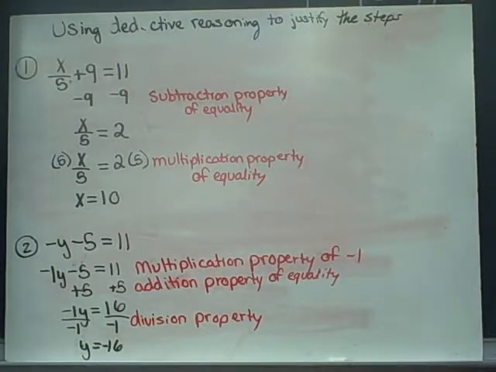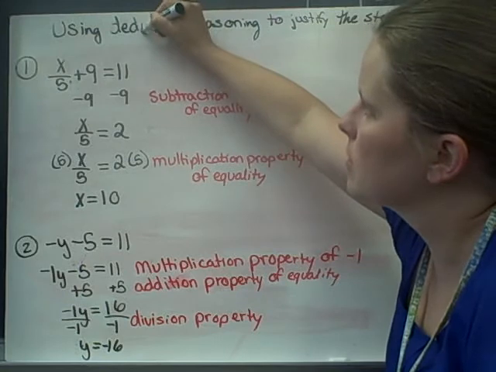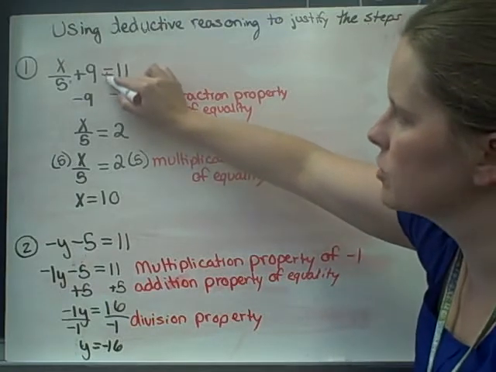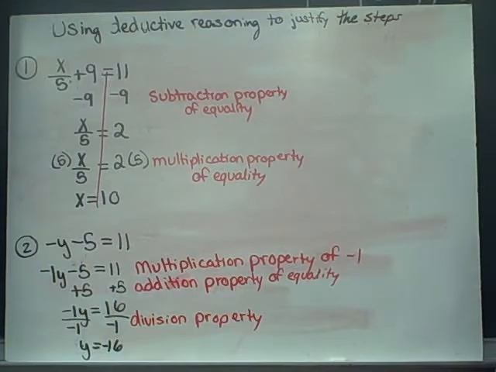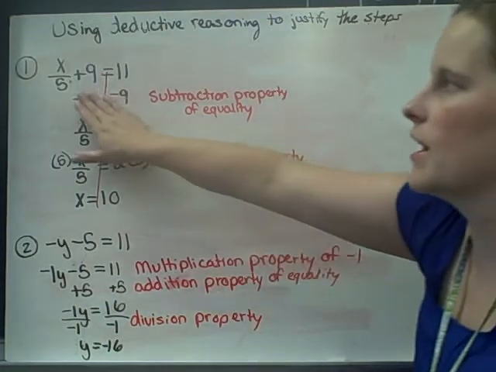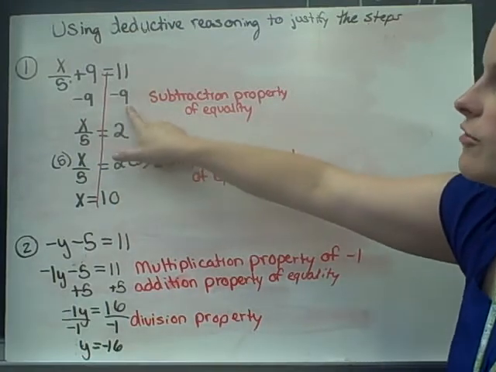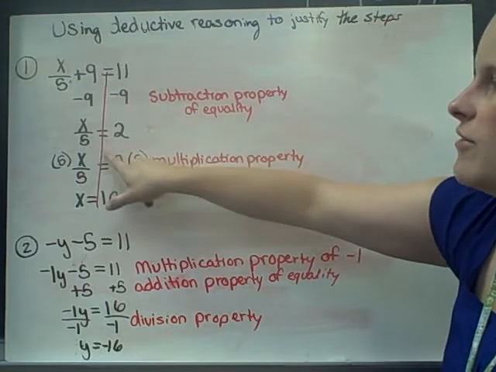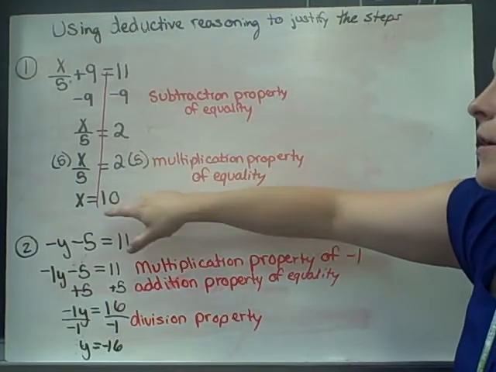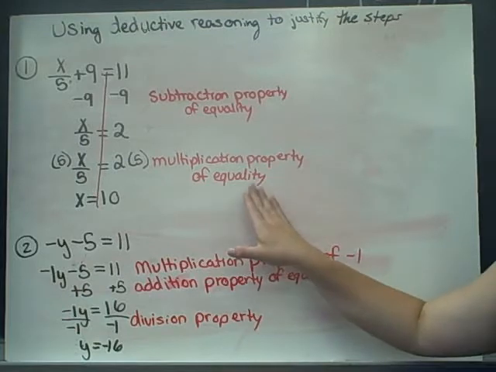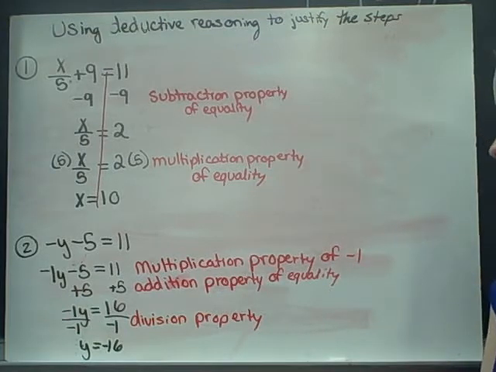Using deductive reasoning to justify your steps, we need to know why this works and what properties it works with. If we have the same type of equation, I simply wrote what the properties were off to the side. So here, again, the entire thing is not encompassed in the fraction, so we can take care of the 9 first. I'm going to subtract 9 from both sides. X divided by 5 is going to equal 2. And then to get rid of that, I'm going to multiply by 5. When I subtract 9 on both sides, it is the subtraction property of equality. And when I multiply by 5 on both sides, it's the multiplication property of equality.